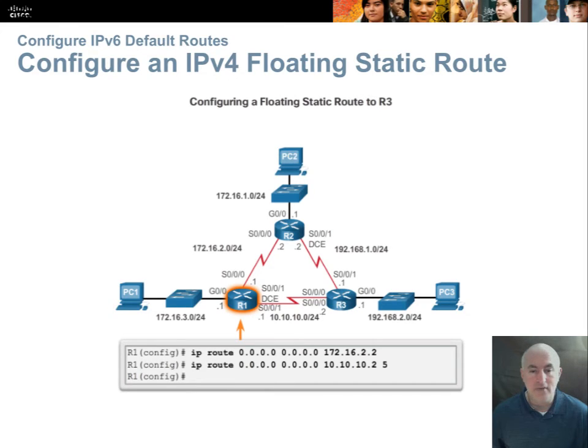So we're saying that we would prefer to use the default route to router 2 over the default route to router 3. Because the 5 on the end makes the second route an AD of 5. And remember, the default for static, so the first static route would have an AD of 1. An AD of 1 is more trustworthy and would be used before considering higher AD routes.